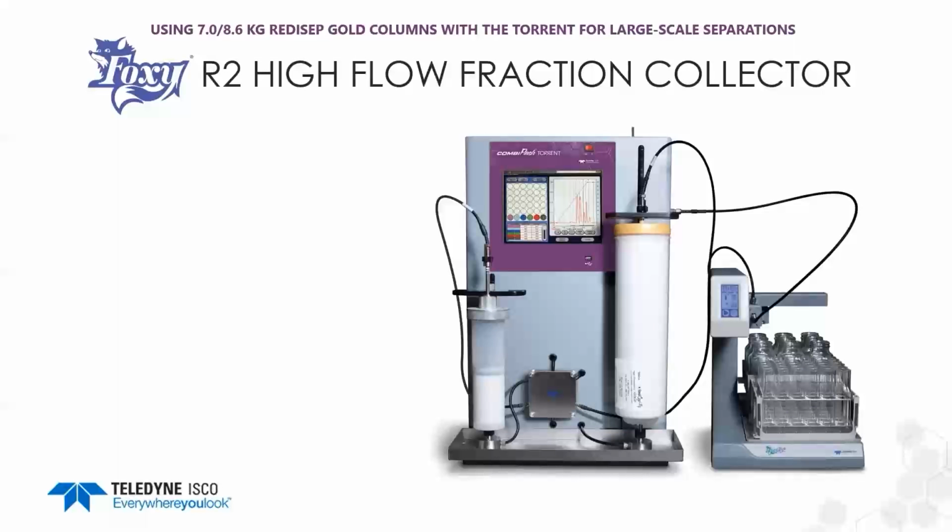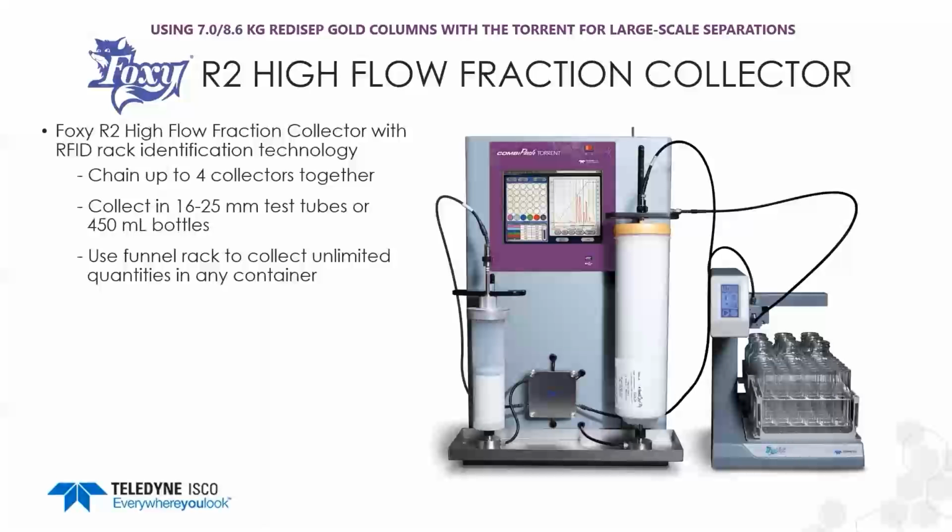So we talked about some of the module options on the Torrent. One of those is the Foxy R2 high flow fraction collector, as shown on the right here. What we can do with this is it offers us RFID rack identification technology on our fraction collector. So it'll detect automatically what size rack you have in there. Do you have a bottle rack? Do you have a test tube rack? What are the positions? We can define what positions we're going to. You can use a funnel rack to collect unlimited quantities in any container.